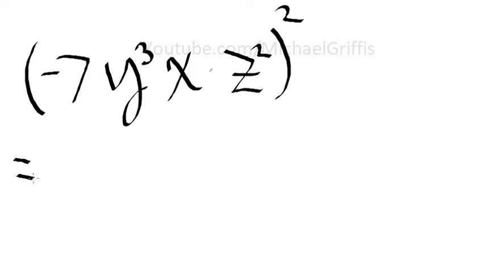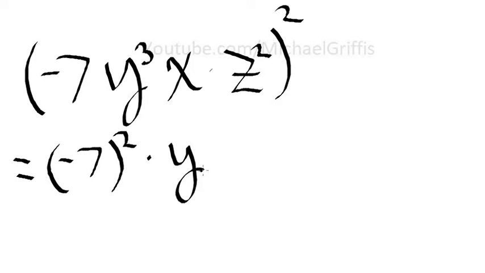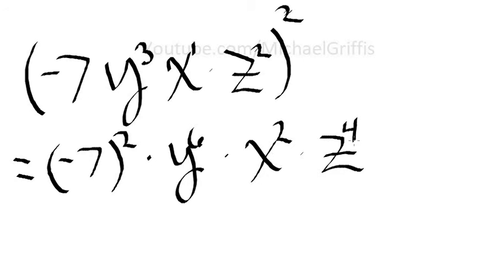We're going to write an equal sign down here. So we have -7 squared times y. We have 3 times 2, which is 6, times x. This is a 1 here, remember? 1 times 2 is 2. And z, 2 times 2, z raised to the second power, but the whole thing is squared. Z, 2 times 2 is 4.